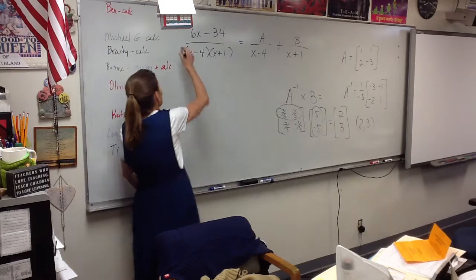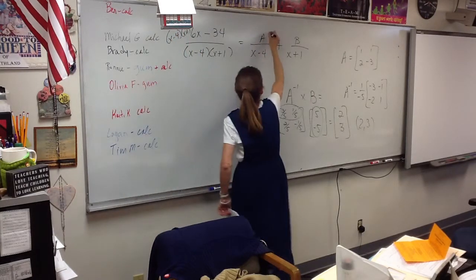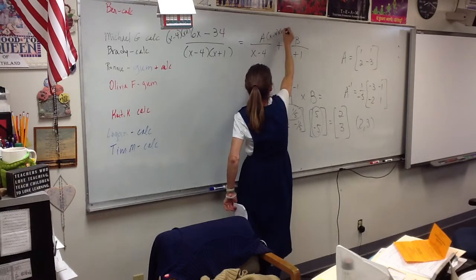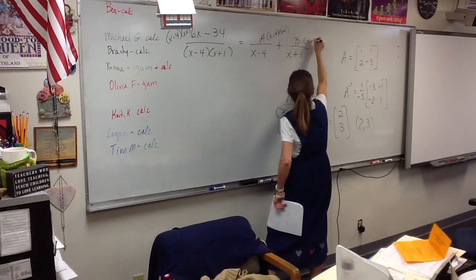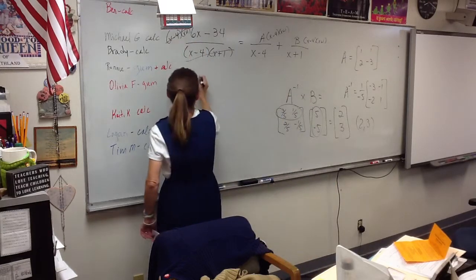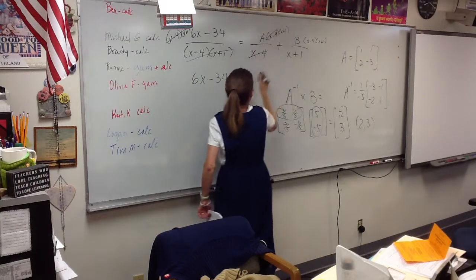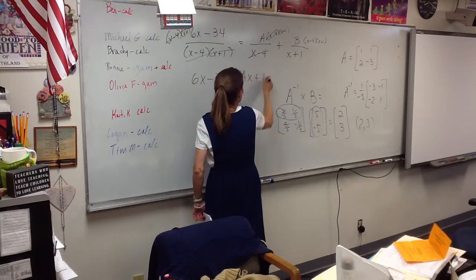Now we'll multiply by the bottom. And the reason that we're doing this is so that we don't have these fractions anymore. So here we go. That's all gone. So we have 6x minus 34. Here we have ax plus a.